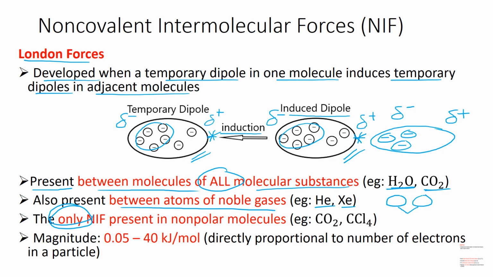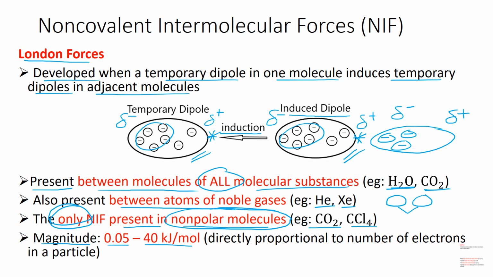Now, remember, London force is the only non-covalent intermolecular force present in nonpolar molecules. So if we are given nonpolar molecules, we are sure that we have only London forces for the non-covalent intermolecular forces. For example, carbon dioxide is nonpolar. Another nonpolar molecule is carbon tetrachloride. The magnitude of London forces ranges from 0.05 to 40 kilojoules per mole.